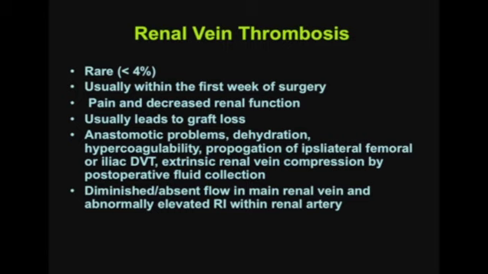There will be diminished or absent flow in the main renal vein, and a very important and early sign of renal vein thrombosis is an abnormal elevation of the resistive index within the renal artery.